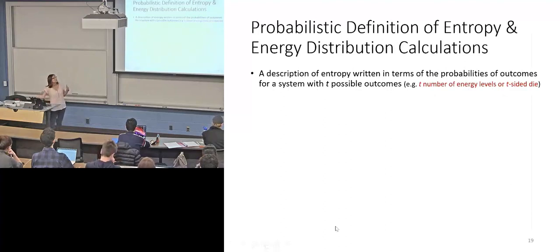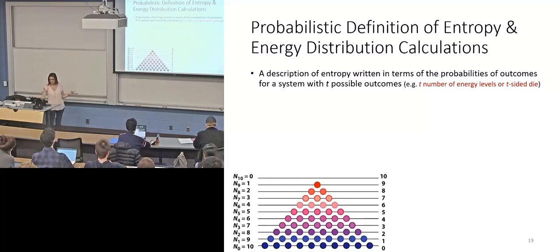For some system that has T possible different outcomes, the examples that we care about are T number of different energy levels. An example we did last time was a T-sided die, a regular 6-sided die with equal probability of each side coming up. We did an easy entropy calc for that example. We also looked at this system here.